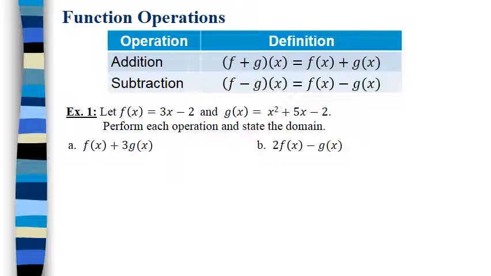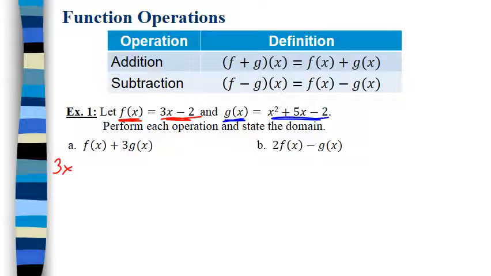Okay, function operations are almost identical to polynomial operations, only instead of actually talking about the polynomial as an expression, we're talking about it in terms of a function. And that function could be anything, not necessarily just a polynomial. So in this case for A, if we're doing f of x plus 3 times g of x, we can substitute in the expressions for f of x and g of x into this expression.